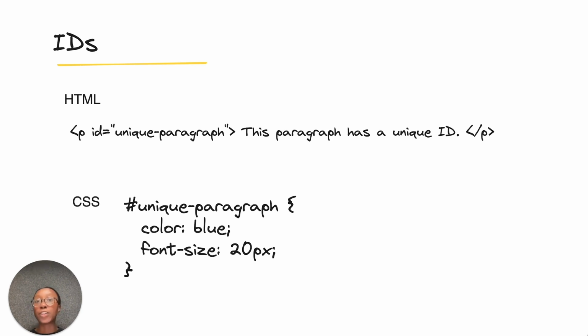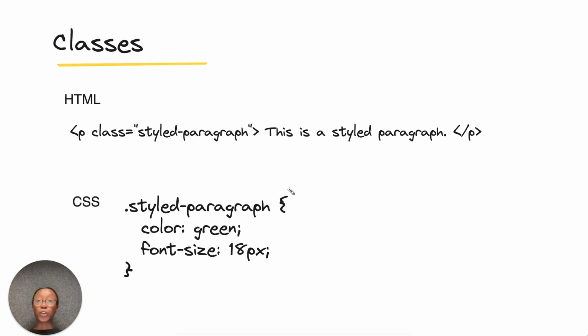In HTML, you assign an ID using the ID attribute, the little hash there. This is an example of what the HTML would look like with an ID, and then how the CSS would play out. A class is a way to group multiple elements that share the same styling.